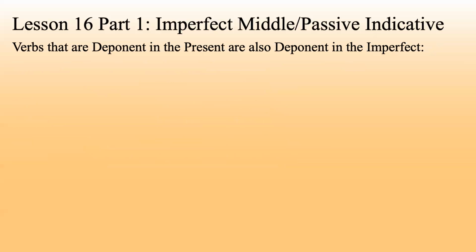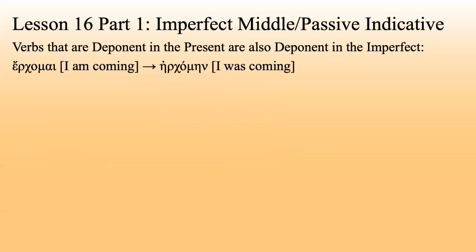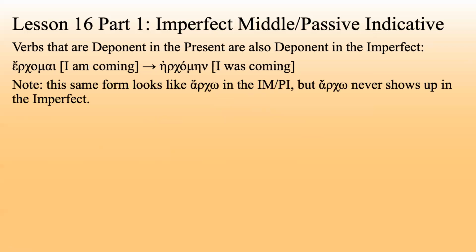Verbs that are deponent in the present are also deponent in the imperfect because they all have the same stem. So erchomai means I am coming. Erchomēn means I was coming. We've got that augment that lengthened the epsilon to an eta at the beginning, then we've got the -omēn ending. So I was coming. It looks like it's middle passive, but it's a deponent, so we're going to translate it actively.